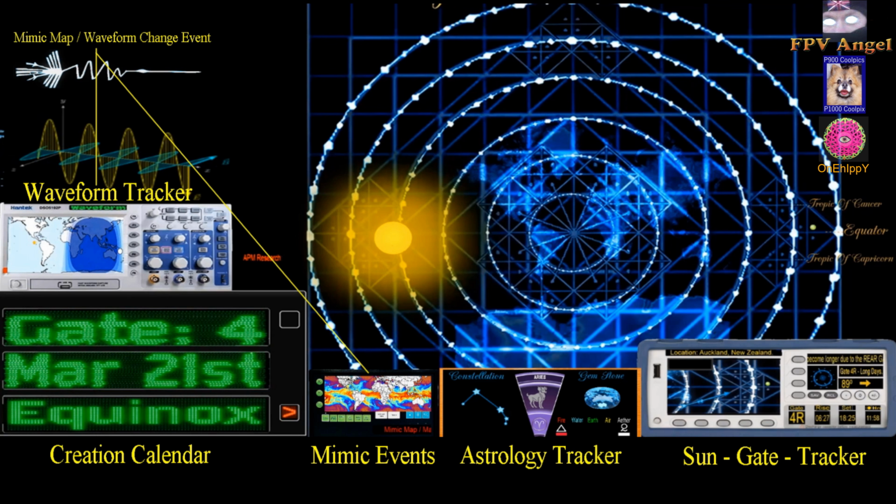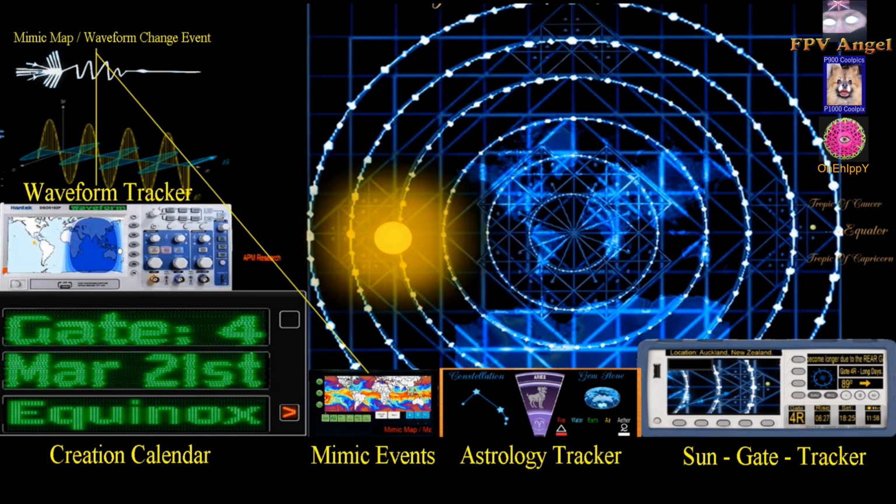In this video I will be explaining how our seasons work with the sun and the gates. You will be seeing a lot of information on screen, so I'll use this screenshot to help break down what you are looking at. On the left you can see the waveform tracker. This basically tracks the changes across the seasons. We will get into that in a few moments.